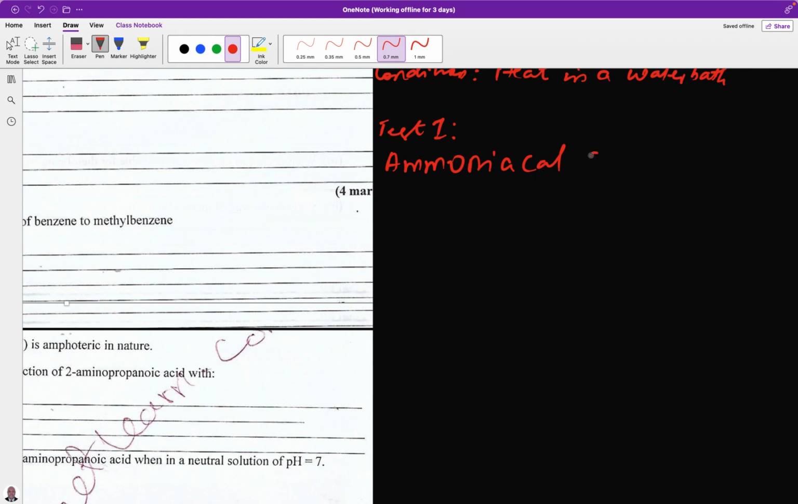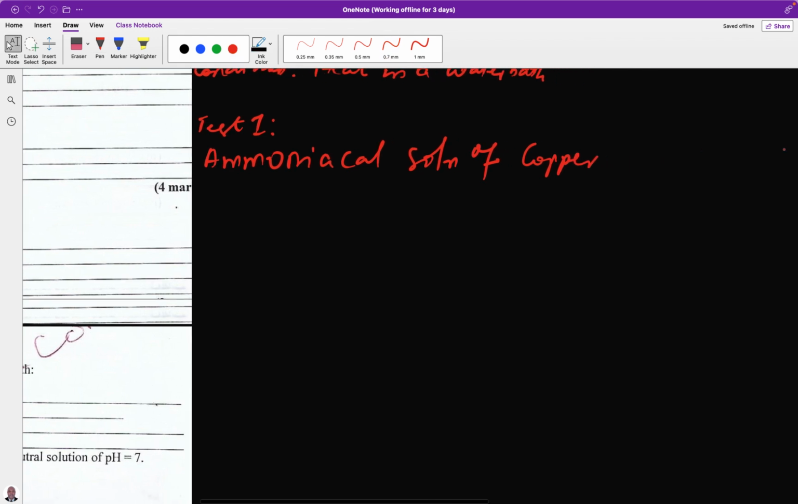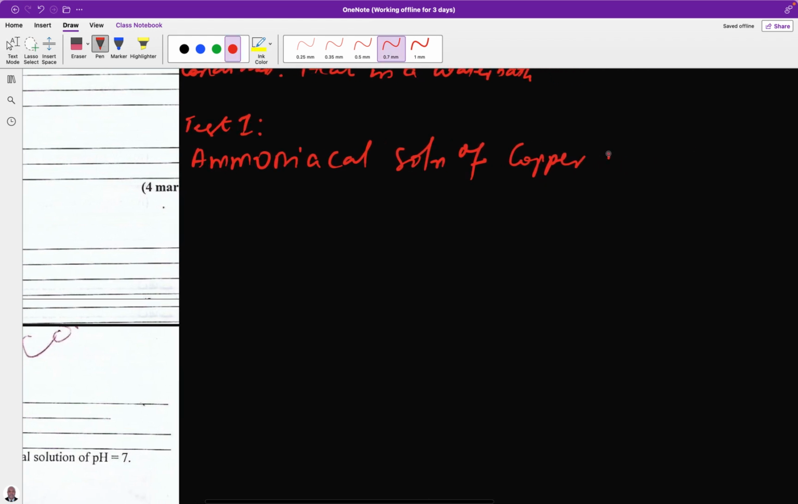Ammoniacal solution of copper 1 chloride. Then there is test 2. If you don't use the first one, you can still use test 2, which is the ammoniacal solution of silver nitrate.